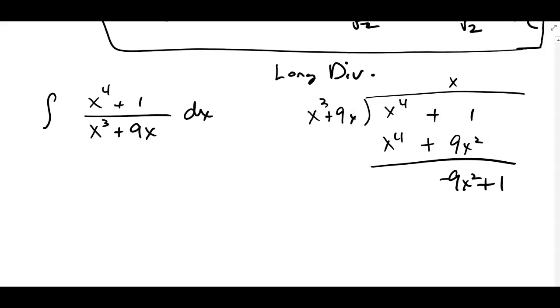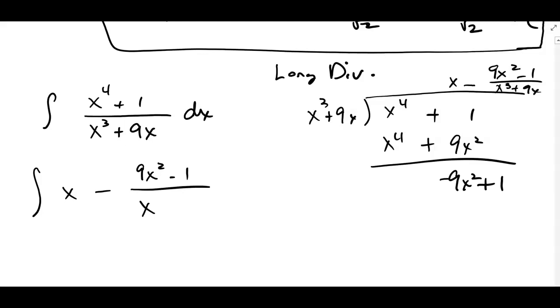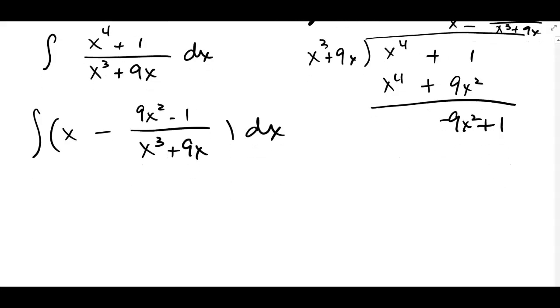I can pull the negative out front and make that 9x squared minus 1, just playing with my negative, over x cubed plus 9x. So I can use long division to turn it into something that does have a proper rational expression in it. Because now I have the integral of 9x squared minus 1 over x cubed plus 9x dx. I know, it's not pleasant, but it wasn't that bad.